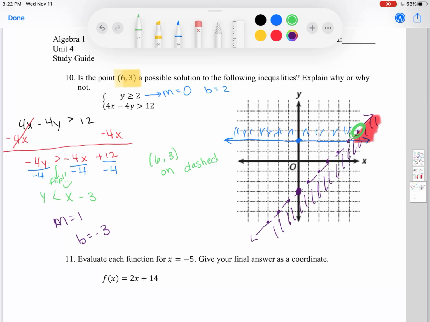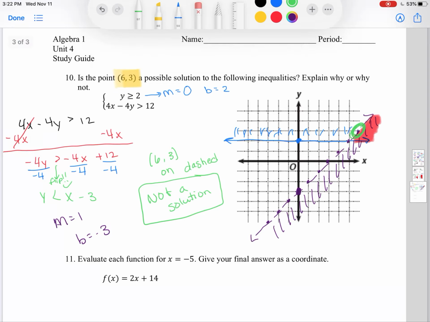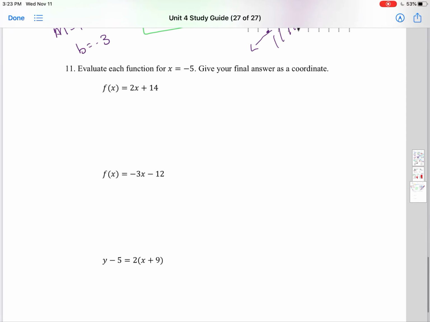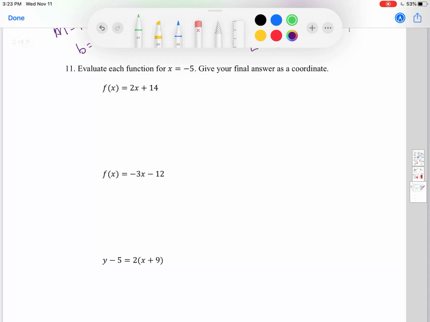The reason there is a difference between dashed lines and solid lines is because anything that lives on a dashed line is considered not inclusive. We are not going to include it. That's why there are dashes, to show that there are gaps within that line that are not included. So because (6, 3) is on the dashed line, it is not a solution. And that is our explanation, because it is on a dashed line. If it was on a solid line, we would be fine. But this time it's on a dashed line.